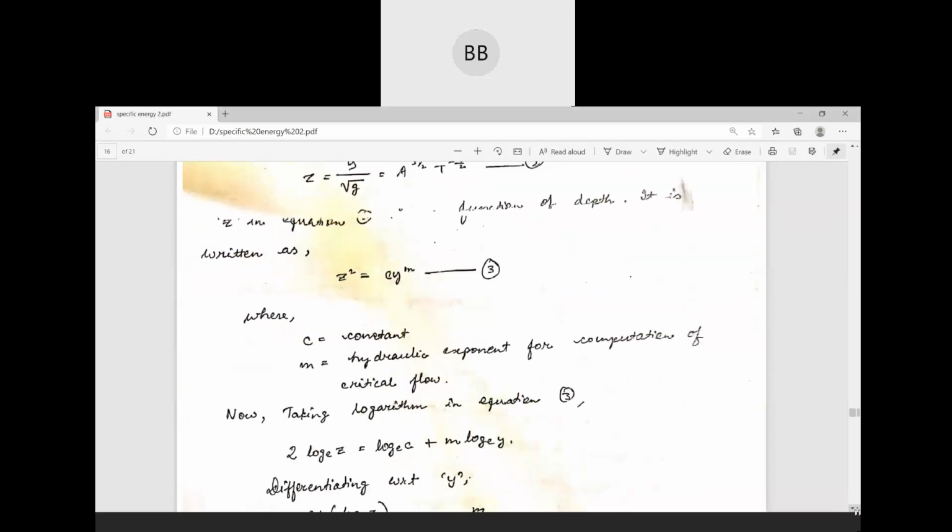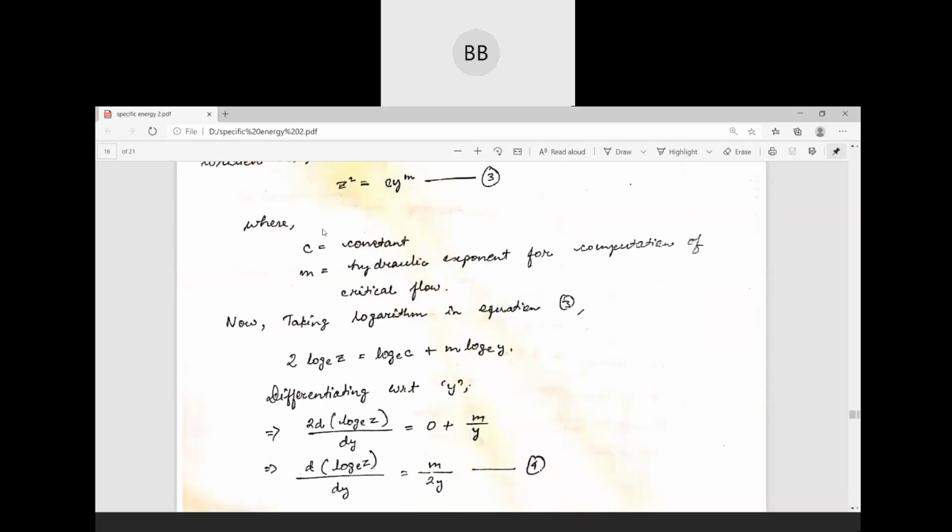Then you can write where C is your constant, and capital M is nothing but your hydraulic exponent for computation of critical flow. And Y is your depth of flow. Y is your depth, C is a constant, and that capital M, that is Y to the power M, is nothing but your hydraulic exponent for computation of critical flow.